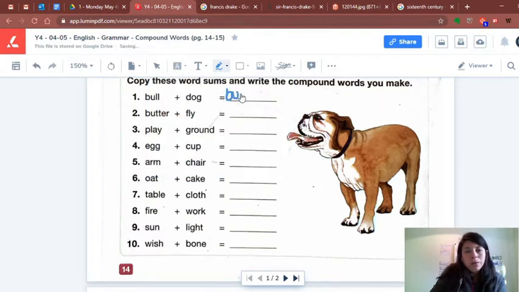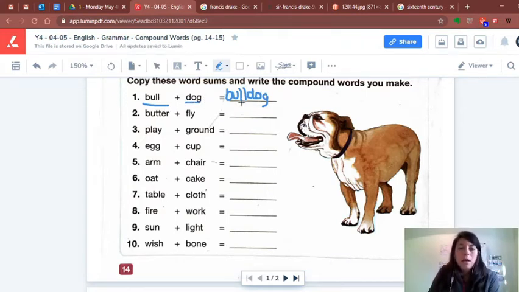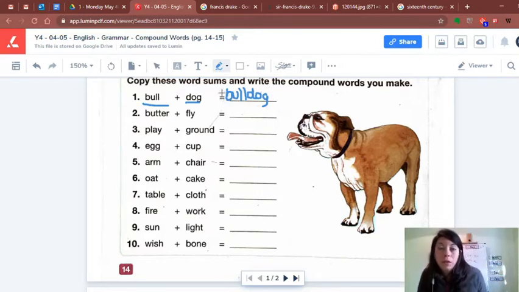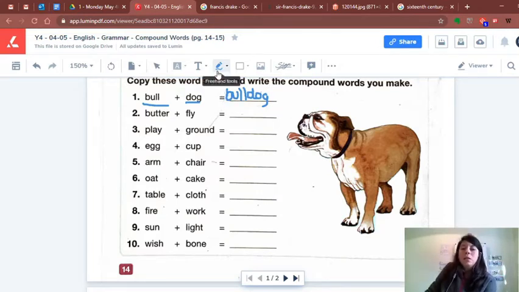Now, I have to tell you guys that there are lots of different ways to make compound words. In this situation, the bull is an animal. The dog is another animal. And it comes up with a combination of the word bull and dog. Sometimes I don't have that. Okay, let's take a look at number two. We have butter and we have fly. Now, when I combine these two words, what do I come up with? Butterfly.